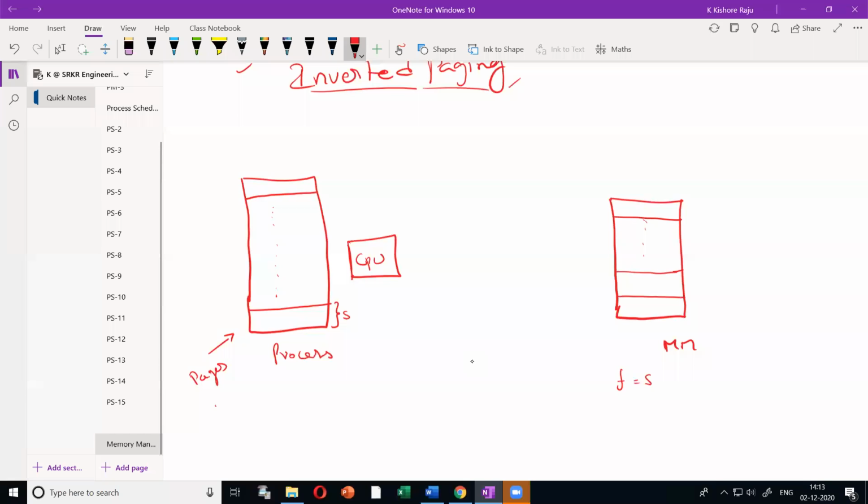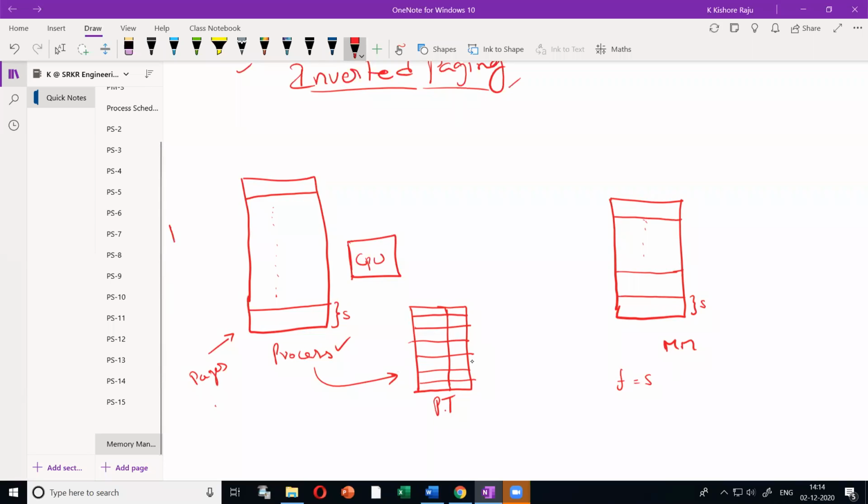Is it clear or not? The size of the frame is also the same. Is it correct or not? Then you are generating the page table. So how many rows will be there? It depends on the process. This particular page table belongs to this process.